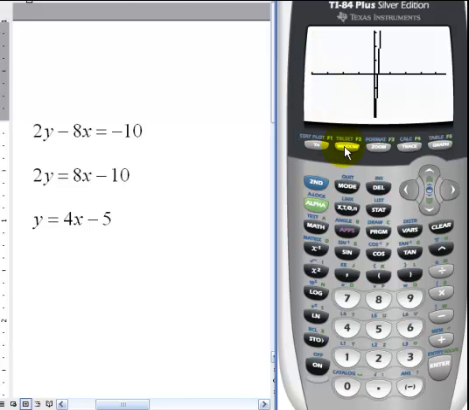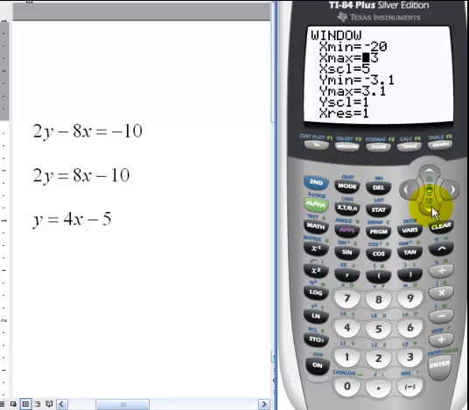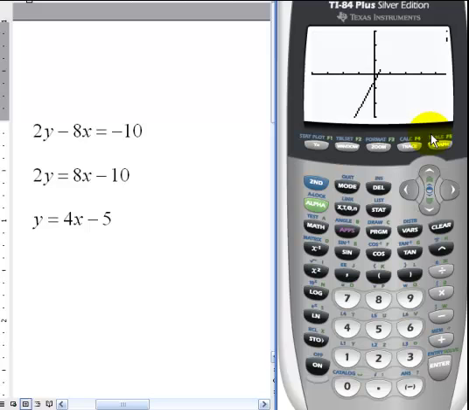Alright, so if I go back to window, let's say I want to change my Y min and Y max. Let's say I want to go negative 30, hit enter, to positive 30. Hit enter and say I want to do a Y scale of 10 for some strange reason. Let's say if that's what I wanted to do, I hit graph.